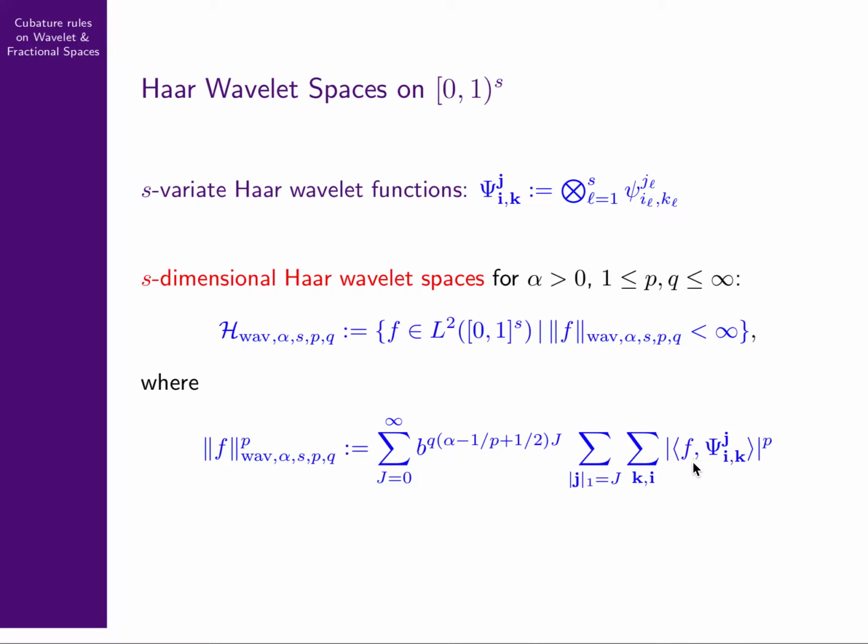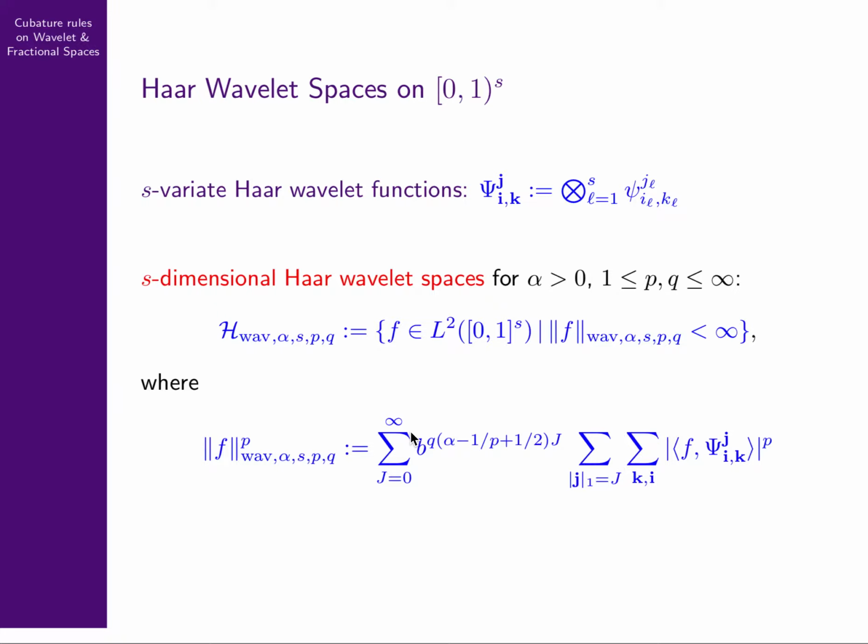And we look at the Haar wavelet coefficients of f, take the absolute value and the pth power and sum them all up. Multiply them again with this factor here and sum over all capital J's from 0 to infinity. This is a wavelet norm for S-variate functions, and actually it turns out, as we will see later, this function space equipped with this norm is actually the S-fold tensor product of our Haar wavelet space of univariate functions.